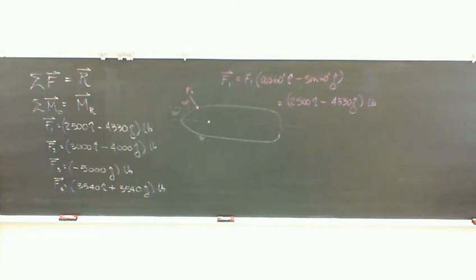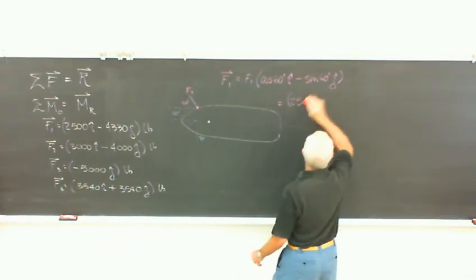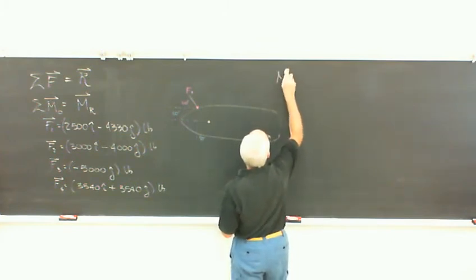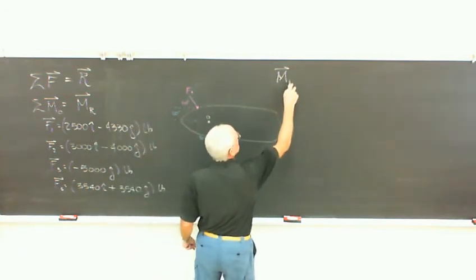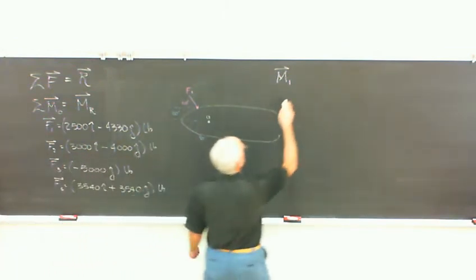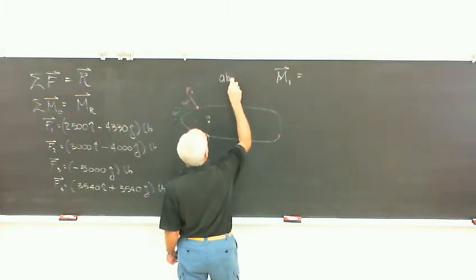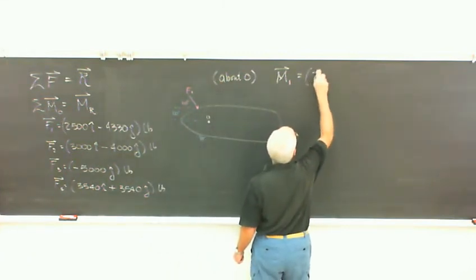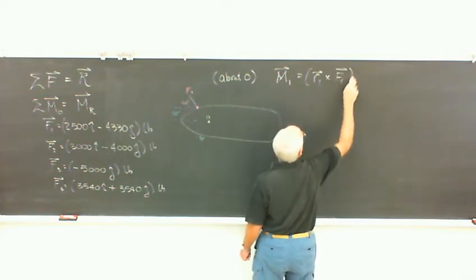All right, so let's figure out the moment of that first force. All these moments are about O, so I don't necessarily need to say that, but I'll call the moment by the first force M1, and we know it's about O. We'll have to keep that in mind. So that's going to be the position of the first force crossed with the first force.